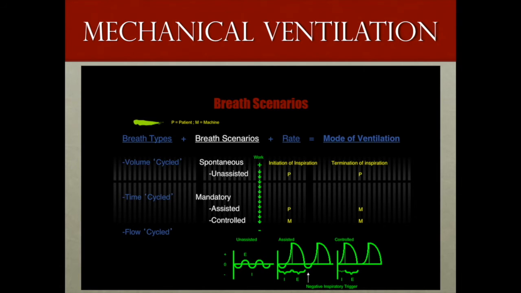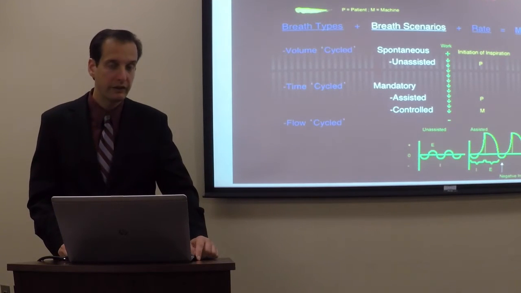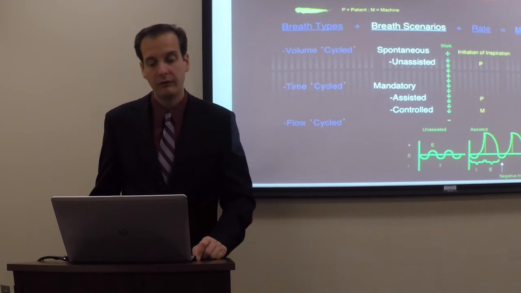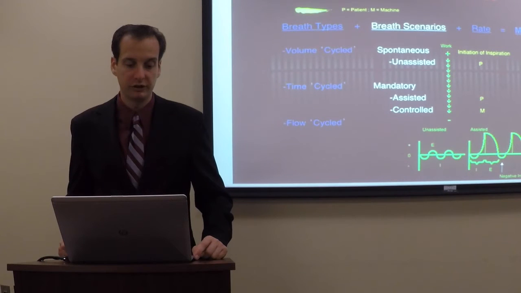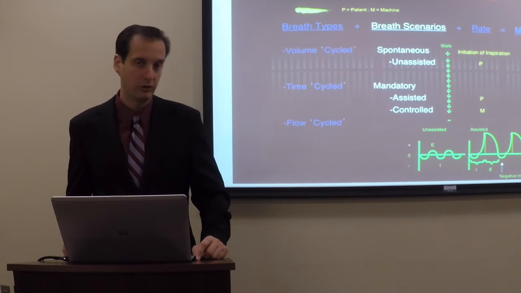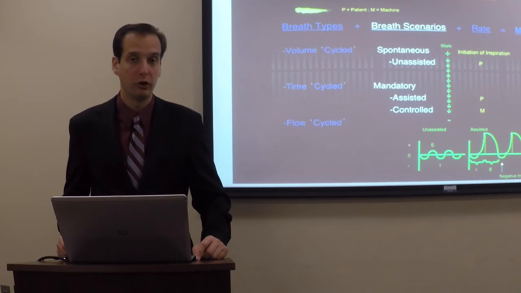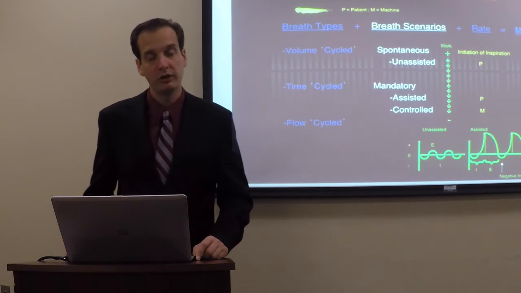So if you choose a volume cycle breath type, it will terminate inspiration when a specific volume is reached. If you choose time cycled, it will terminate inspiration after a specific time has elapsed in the presence of a pressure limit. Controlled breaths mean that the ventilator or the machine will start inspiration and the ventilator will stop inspiration. So this is the lowest work mode, or a no work mode for the patient, at least, mode of ventilation.